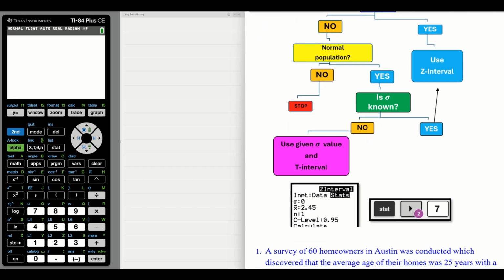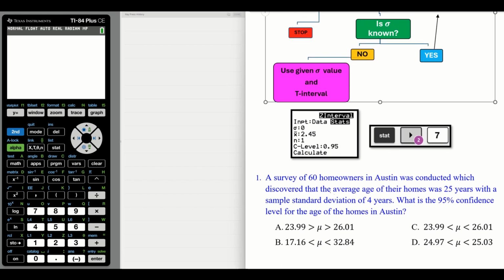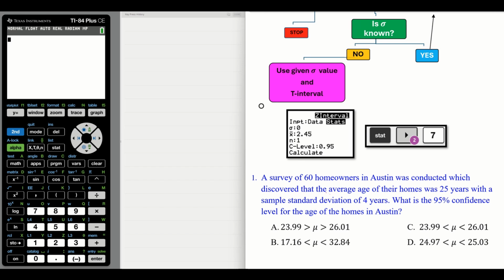So let's try number one. Number one, a survey of 60 homeowners in Austin was conducted, which discovered that the average age of their homes was 25 years, with a sample deviation of 4 years. What is the 95% confidence level for the age of the homes in Austin? We're talking about that particular area. We'll talk a little more about that.